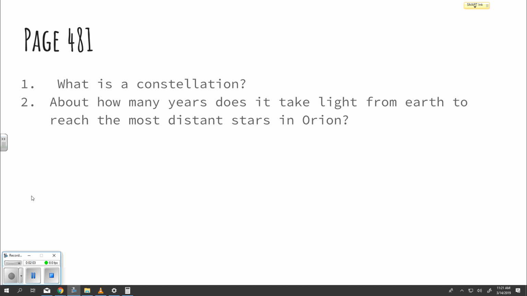Question number 1, what is a constellation? Answer: the organization of individual stars into patterns. Again, the organization of individual stars into patterns.